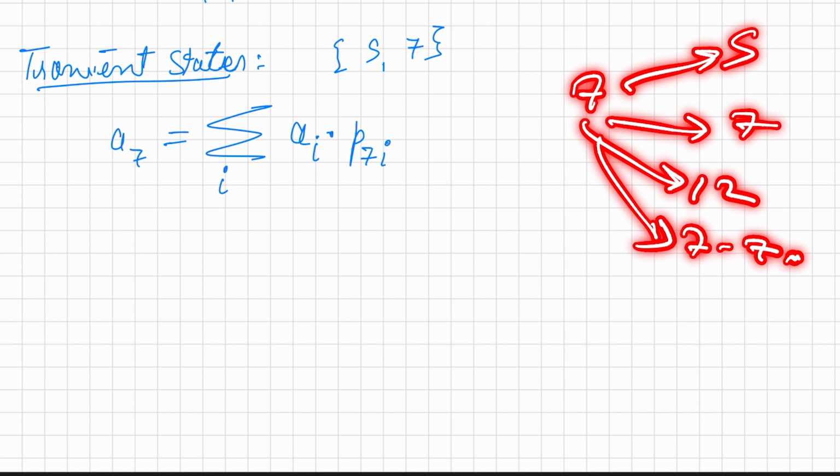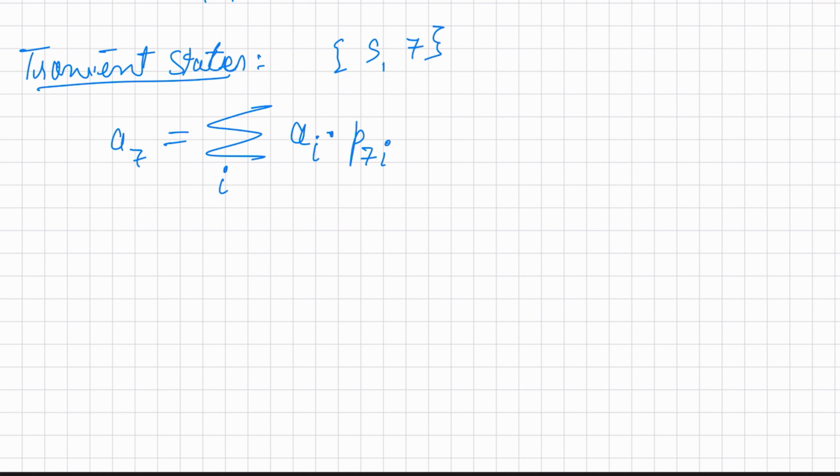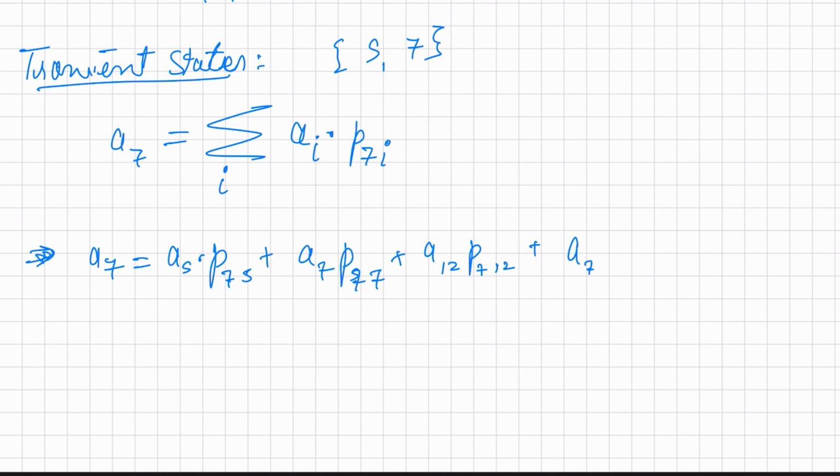And then we say, if you jump into any of the states, what is the probability of getting absorbed from that state? So we first capture the probability of reaching the state, and then we capture the probability of getting absorbed from the state. If you expand this equation, A7 is equal to AS times probability of 7S plus A7 times probability of 7, 7 plus A12 times probability of 7, 12 plus A7, 7 times probability of 7, 7, 7.